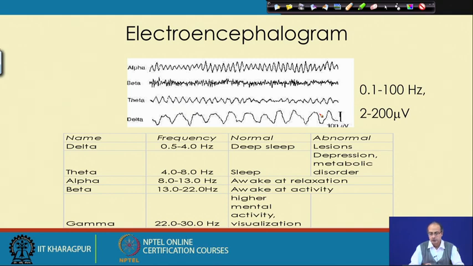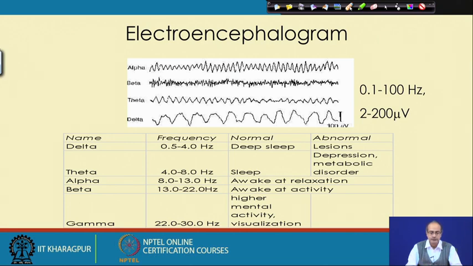Because the voltage is less, we need to be more careful about removal of artifacts. These signals are primarily random signals, or in other words we can hardly find any shape in these alpha, beta, theta, delta waves. They are described in terms of frequency band, because none of them is a monotone signal giving a discrete frequency. The energy of the signal is dominant in some range.